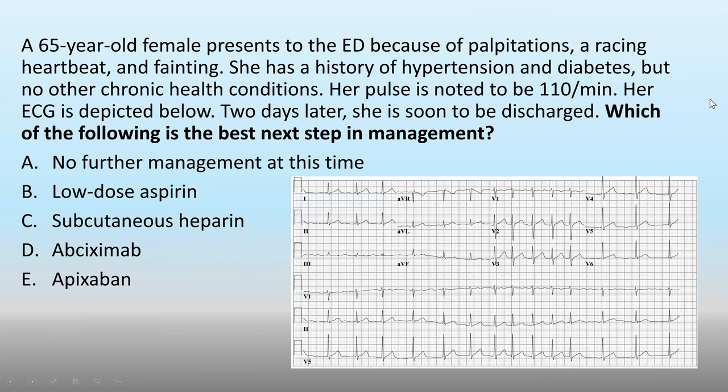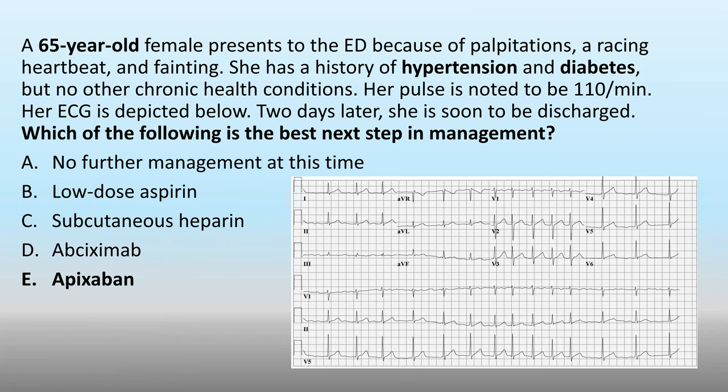So we'll continue on here with the same question. This is the exact same scenario. And now the question is asking you for the next best step in management. She's soon to be discharged now. So they're asking, okay, what is the management long-term for this patient? No management, aspirin, heparin, abciximab, or apixaban. So in this situation, you would choose apixaban, which is a factor 10 inhibitor. So it's basically oral anticoagulation.